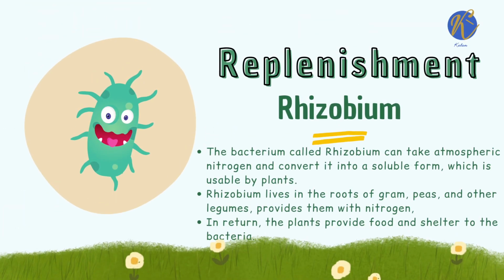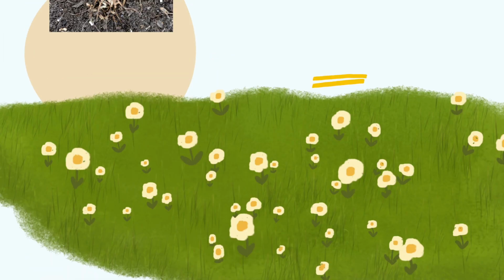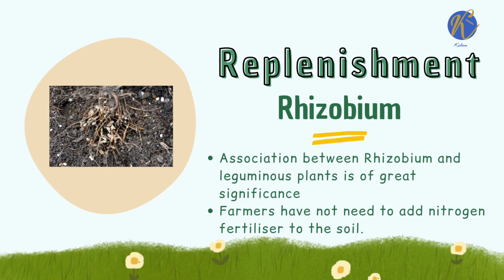The bacterium called rhizobium can take atmospheric nitrogen and convert it into a soluble form, which is usable by plants. Rhizobium lives in the roots of gram, peas, and other legumes, and provides them with nitrogen. In return, the plants provide food and shelter to the bacteria. Association between rhizobium and leguminous plants is of great significance. Farmers do not need to add nitrogen fertilizer to the soil.